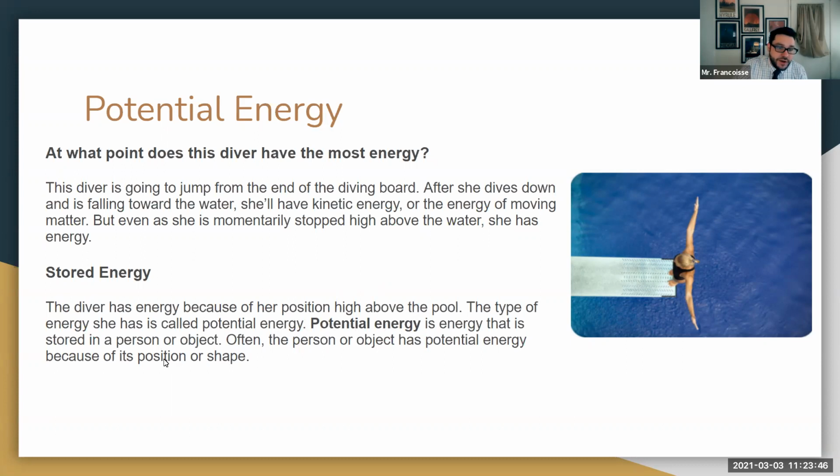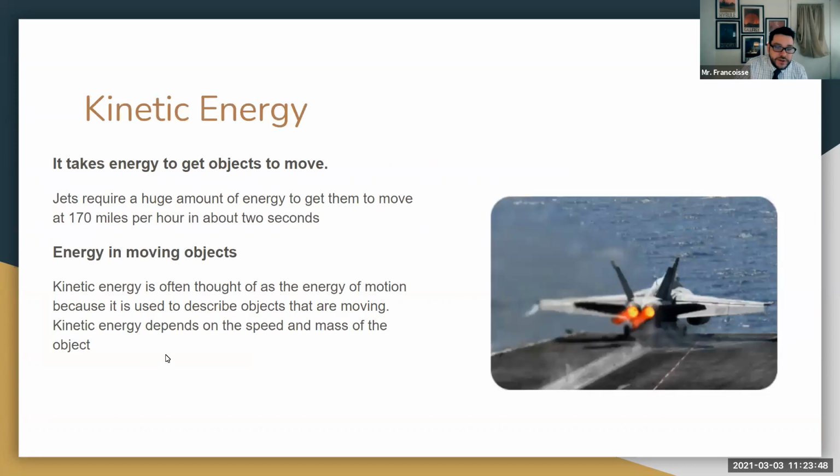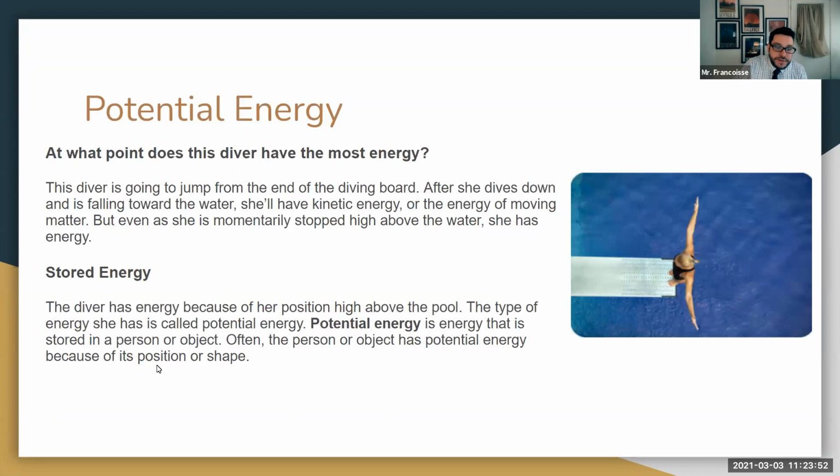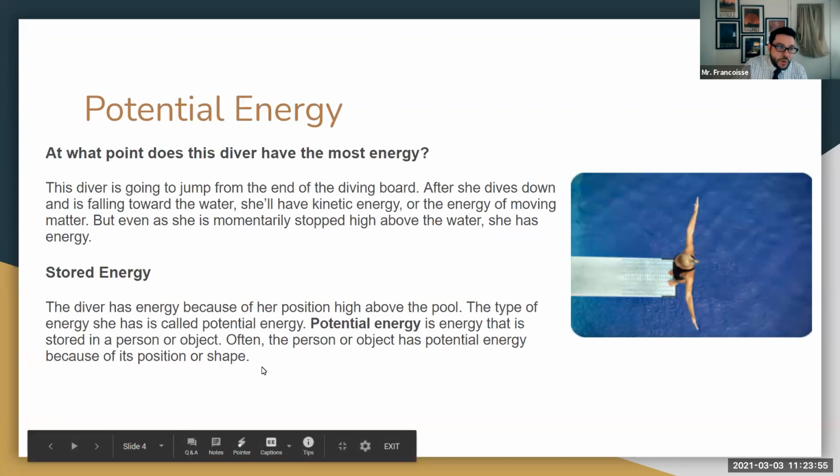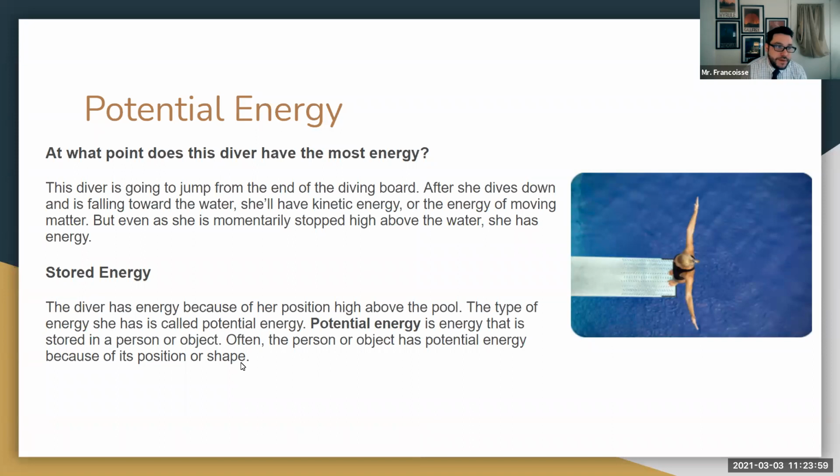So if we think of kinetic energy as objects that are moving, potential energy is because of position or shape. So how high they are up from the ground and what they're made up of. We're going to look at a couple of those together.